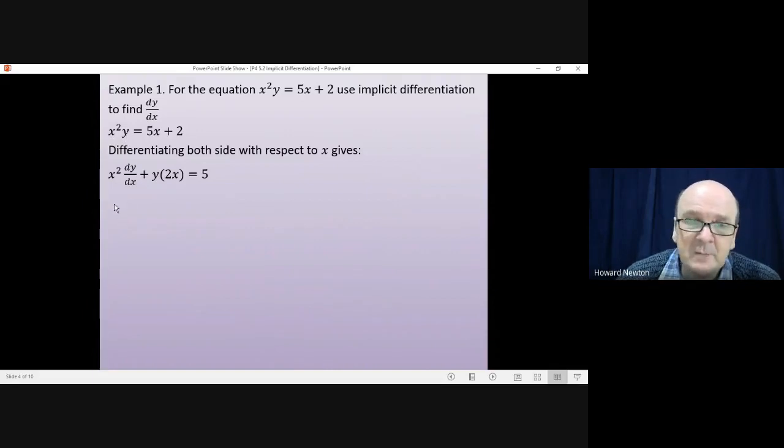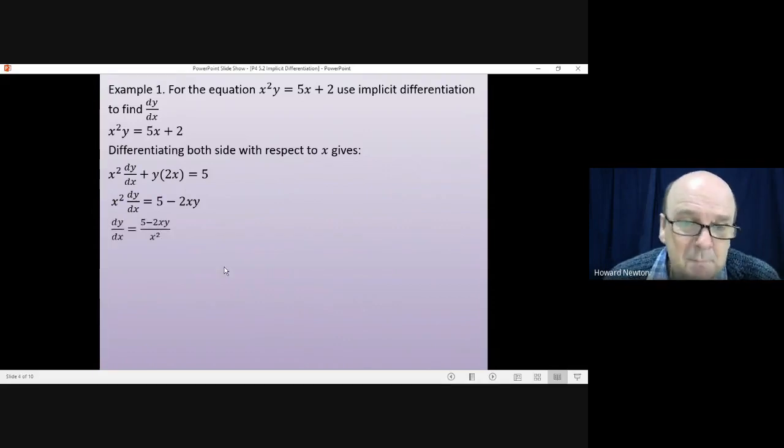The only thing that feels a little bit strange is that when you differentiate y with respect to x, that's what you get, dy by dx. And then differentiating the right-hand side, differentiating 5x gives us 5, differentiating the 2 gives us nothing. Moving these over to the other side gives us that, and then dividing by the x squared gives us dy by dx as a function of x and y. So dy by dx is equal to 5 minus 2xy divided by x squared.